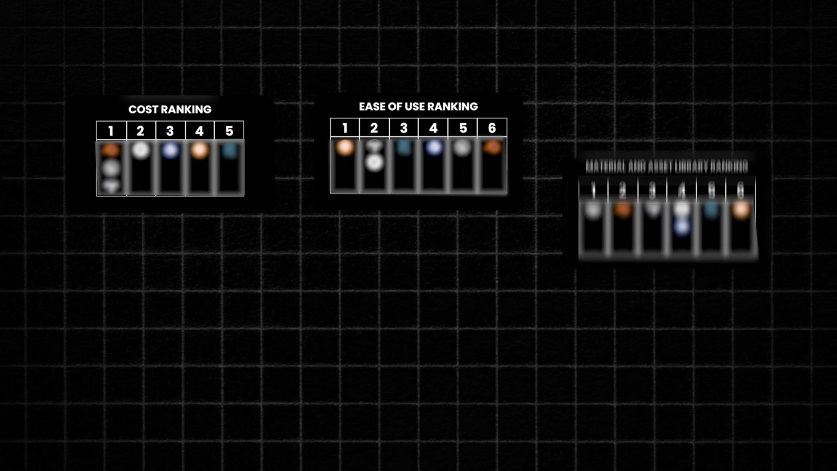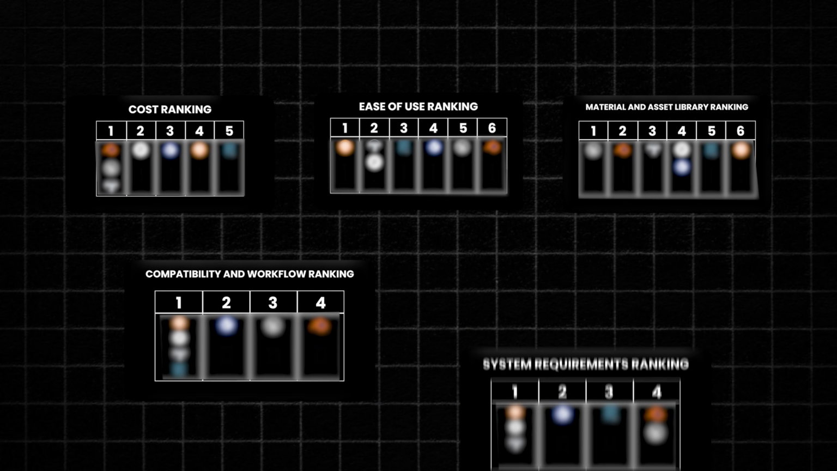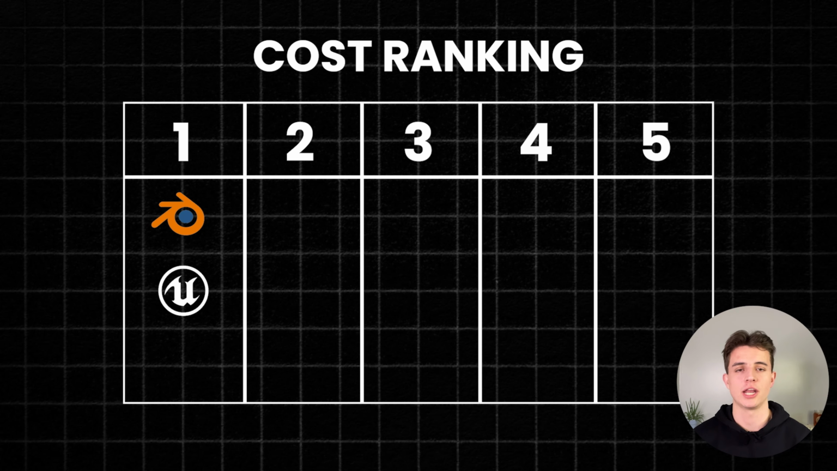Now let's break down all the serious contenders. I separated all the options into AI and rendering engine, ranking them all based on cost, ease of use, materials and assets, compatibility, and system requirements. Ranking the cost, Blender, Unreal Engine, and Twinmotion are all free, so I put them at one.